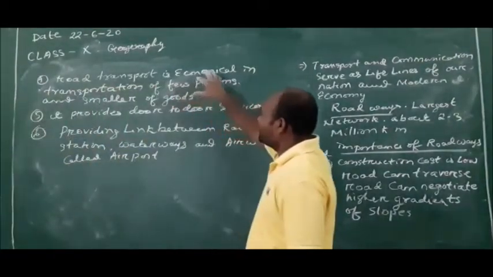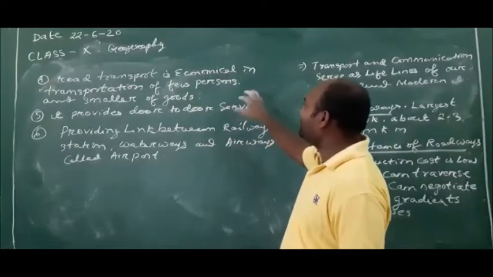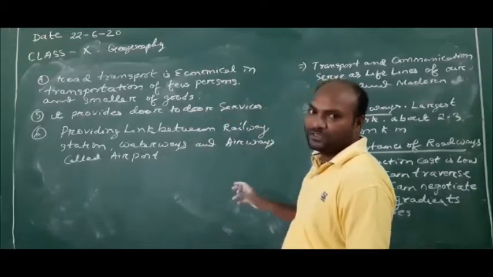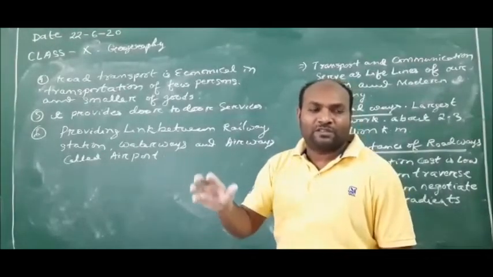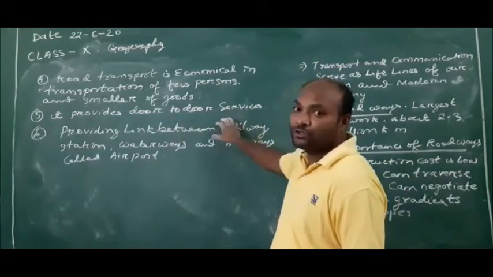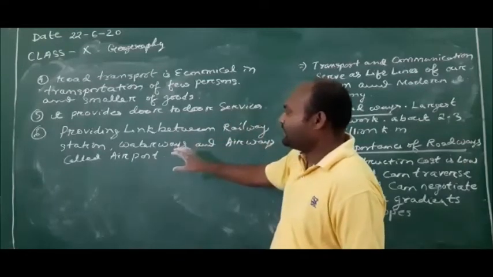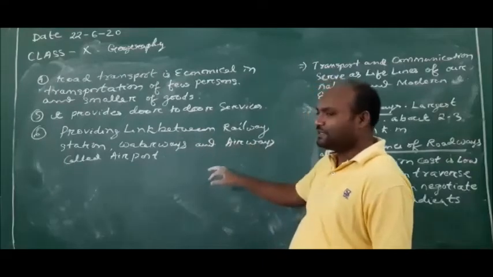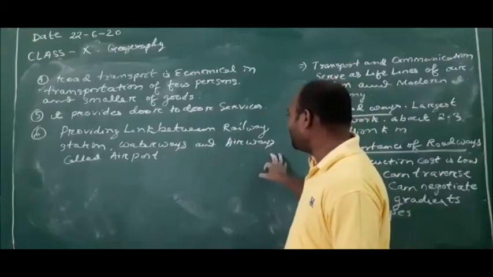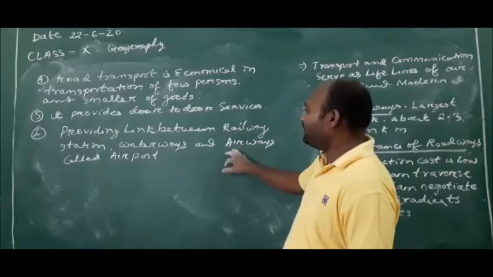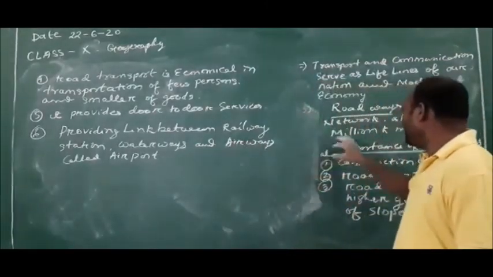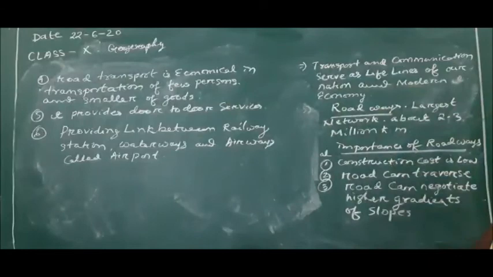And after that, my dear children, road transport is economical for transporting a few persons and smaller goods. That means we can transport smaller goods from one place to another place, and at the same time it can provide door to door services. It also provides the link between railway stations and the waterways, that means the seaport. At the same time, it provides the link to the airways, that is, the airport. And those are the reasons, dear children, that we understand the roadways are very important here.